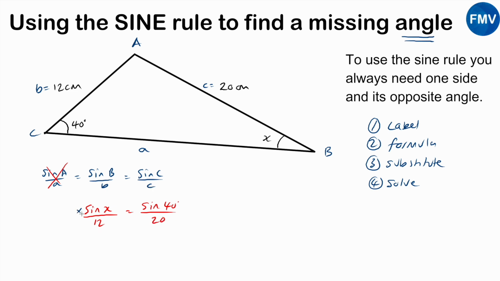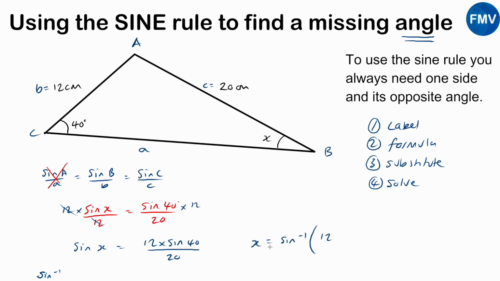Step 4 is to solve. Now, we're going to multiply both sides by 12 to get rid of this denominator here. So we are left with sine x is equal to 12 multiplied by the sine of 40 over 20. In order to solve this, we have to use the inverse of sine on our calculator. If you look at that on your calculator, it will look like sine to the power of -1.